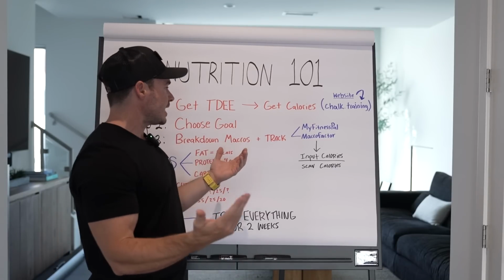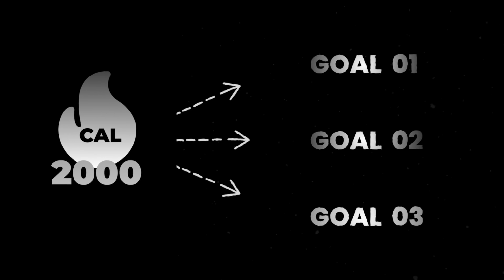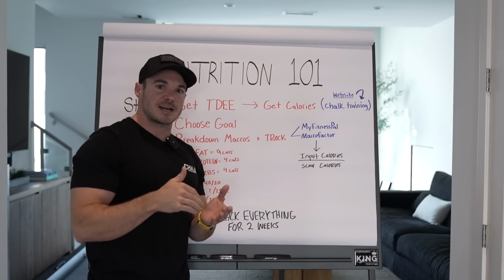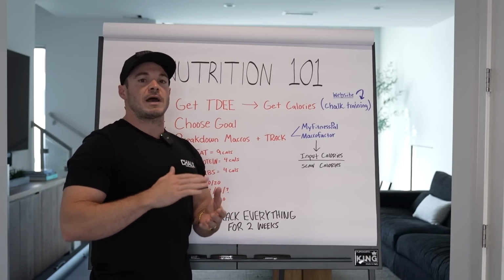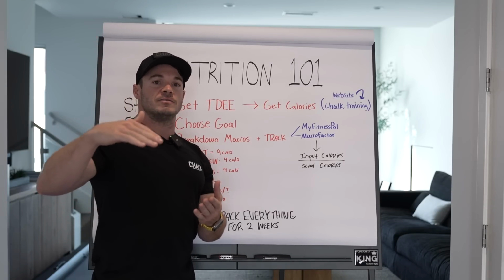So let's just say, for example, you get 2,000 calories. Once you get that 2,000 calories, you're gonna have to see what kind of goals you have from here that you want to achieve, whether it's to cut, whether it's to maintain, or whether it's to bulk. Because if you're gonna cut, we're gonna have to slash some calories down. If you're gonna bulk, we're gonna have to increase some calories above your maintenance calories.